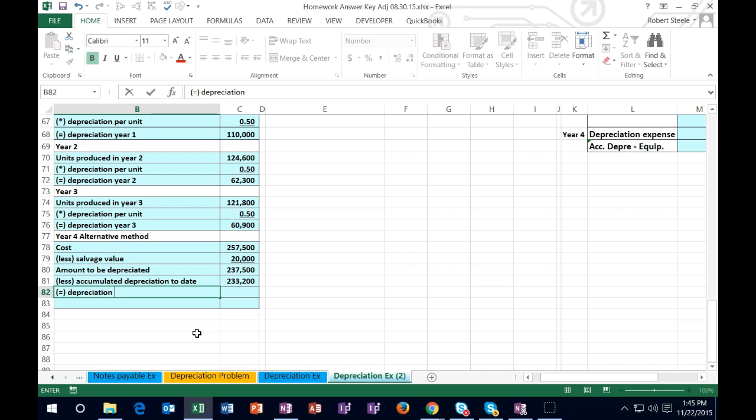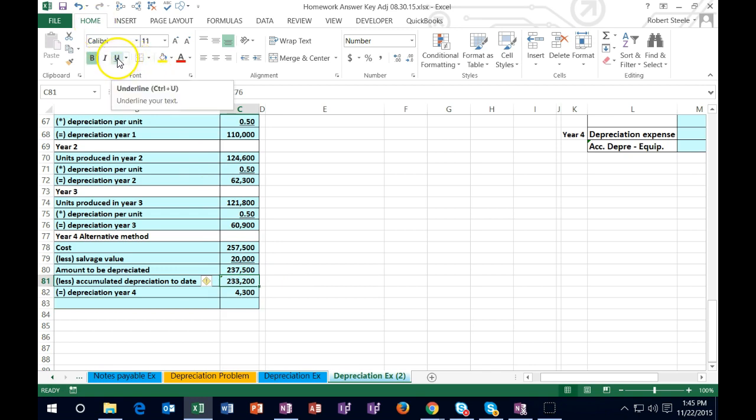So now we're going to say the depreciation year 4 will equal the 237.5 less the 233.2, giving us depreciation for year 4 of the 4,300. And again, I could underline it, Home tab, Font group, I'm not going to do that.